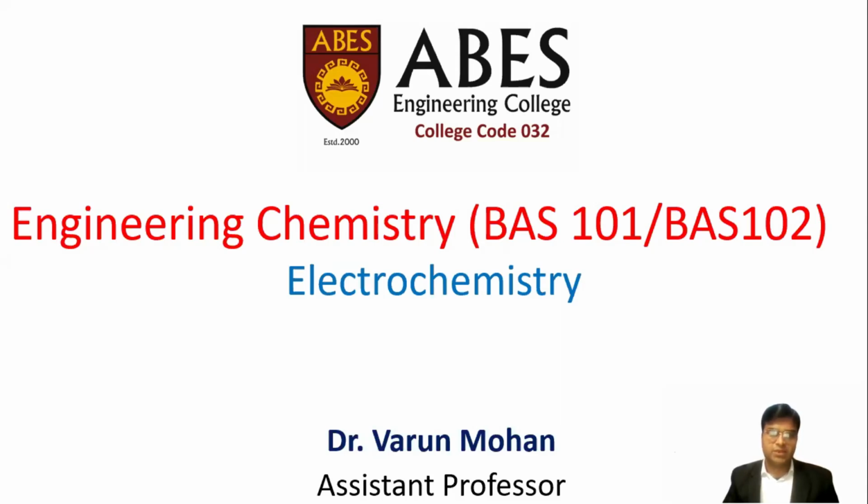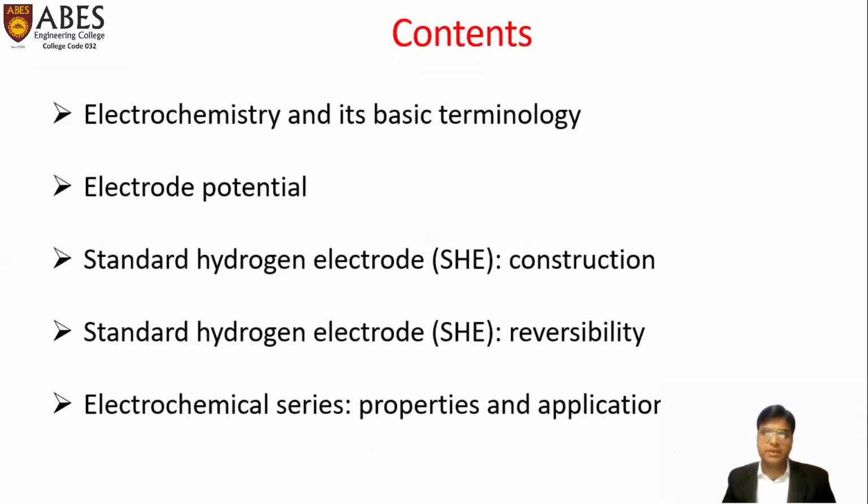This is the first lecture of the lecture series of Unit 3 of Engineering Chemistry, code BS 101 and BS 102. Today we shall discuss some concepts of electrochemistry. These are the contents of today's lecture. First, we shall define what electrochemistry is and discuss some basic terms used in electrochemistry.